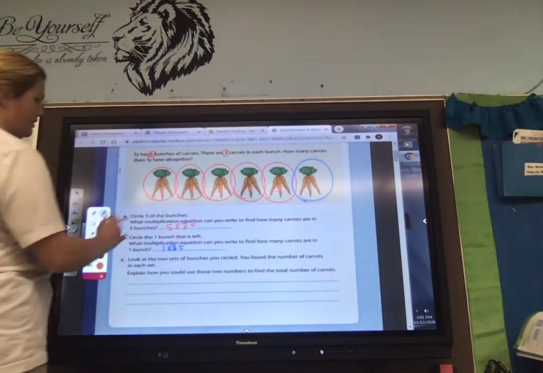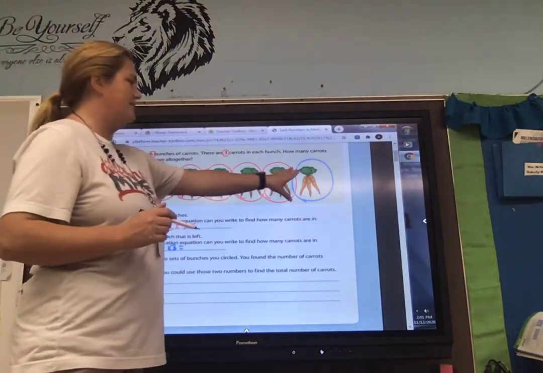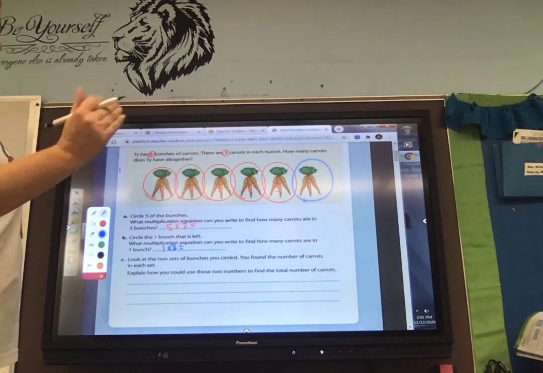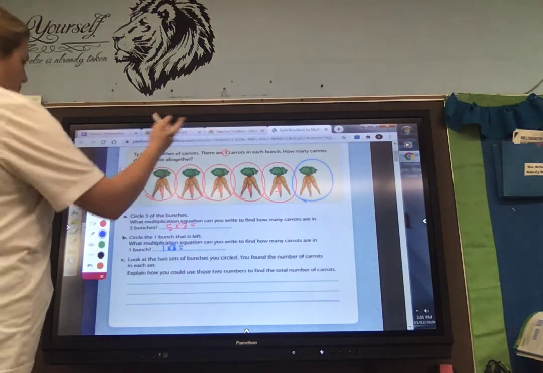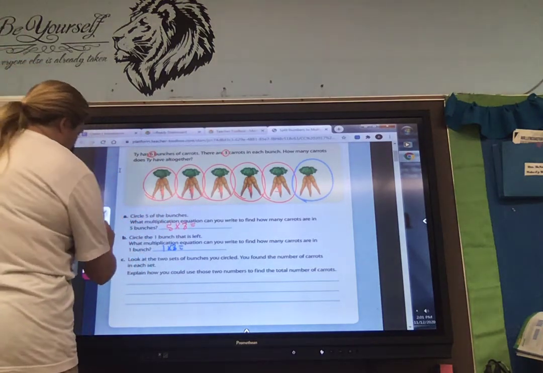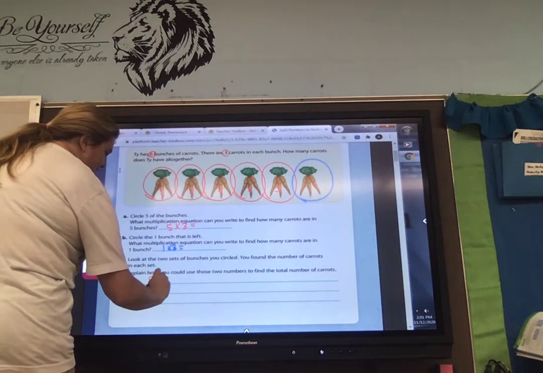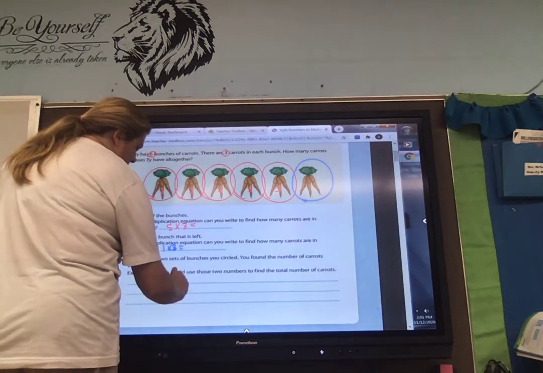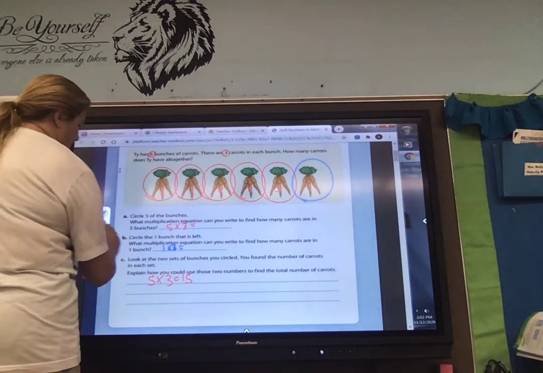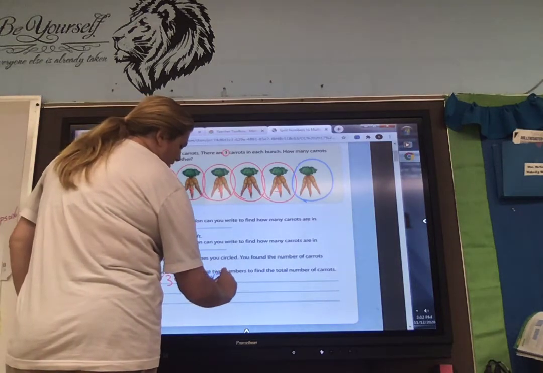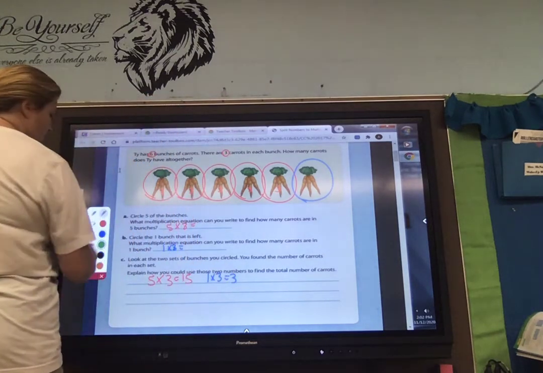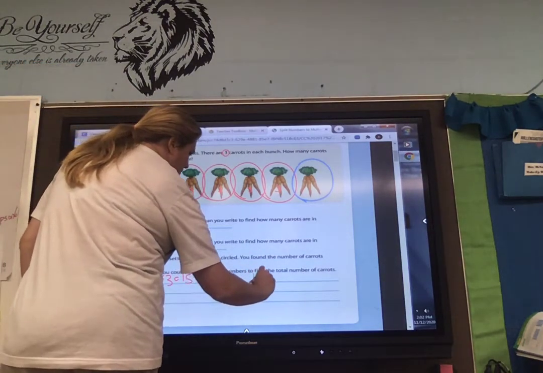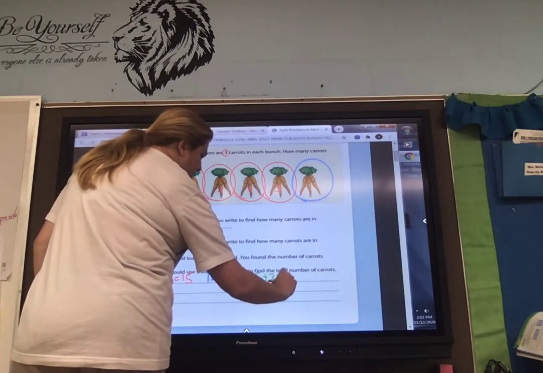So look at C. Look at our 2 sets. We have our 5 in red and our 1 in blue. Explain how you can use those 2 numbers to find the total. So what would we do? Well, let's go back. I can say 5 times 3, right, and get 15. And then I can say 1 times 3 and get 3. And then I would want to put those together to make 15 plus 3, which is 18.